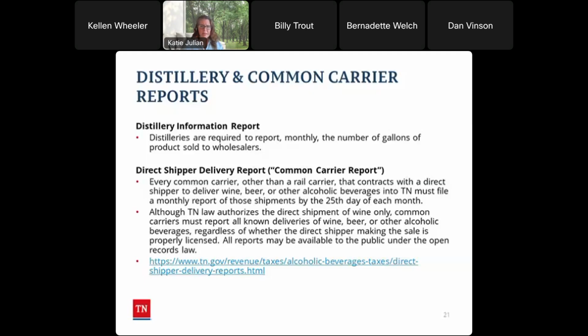There's also a common carrier report, also known as the direct shipper report, where every common carrier other than a rail carrier, that was a law that passed a few years ago, that contracts with a direct shipper to deliver wine, beer, or other alcoholic beverages into Tennessee, has to file a monthly report of those shipments by the 25th day of each month. Each report must include direct shipper name, business address, delivery recipient name and address, the weight of the package delivered to the recipient, a unique tracking number for the shipment, and the date of the delivery. And these reports must be made available under open records laws.